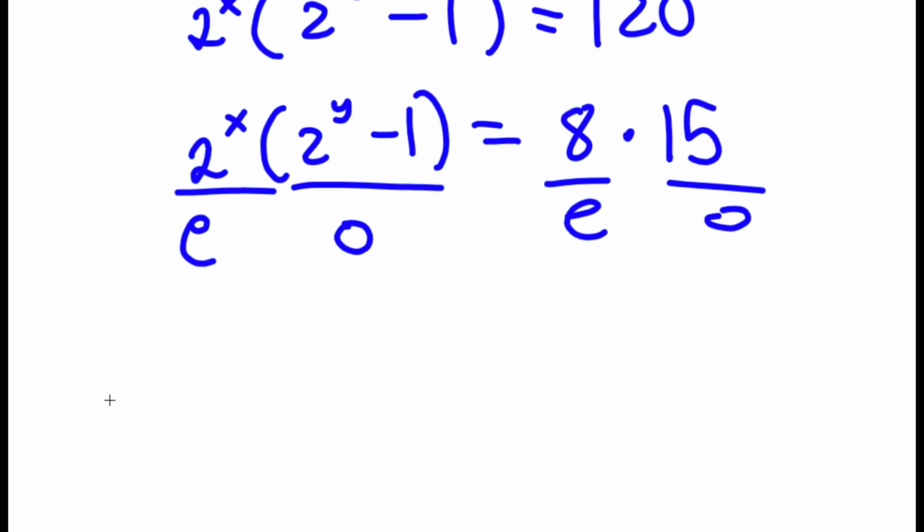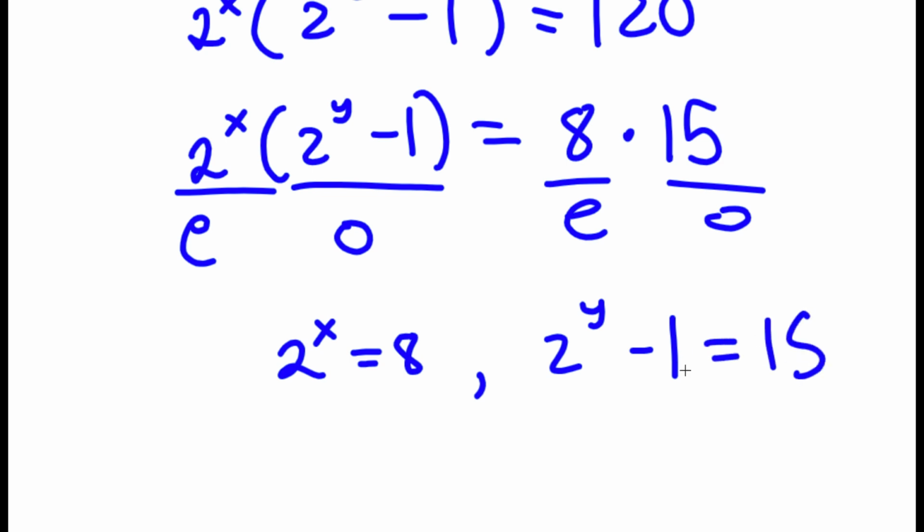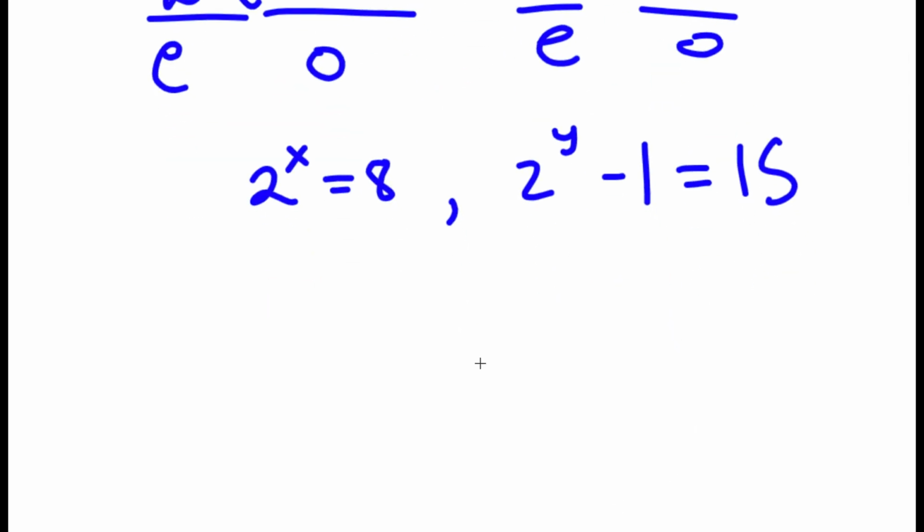So this means that both the even numbers are equal to each other. So 2 to the power of x is equal to 8. And both the odd numbers are equal to each other. So 2 to the power of y minus 1 is equal to 15. So let's first start by solving 2 to the power of x equals 8.